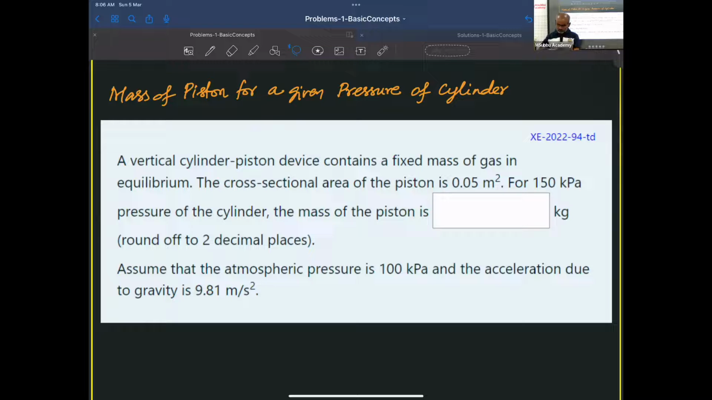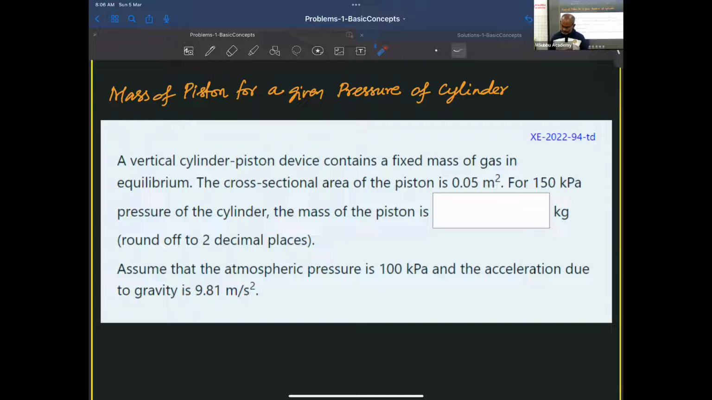These topics are from basic concepts, the first chapter of Smith and Van Ness. Normally we use this book, Smith and Van Ness, for our thermodynamic studies, or KV Narayanan as well. Okay, so let us read the problem statement.